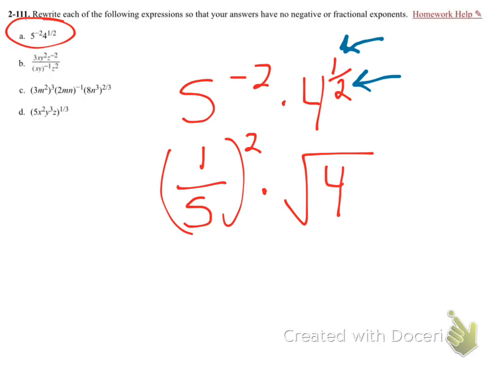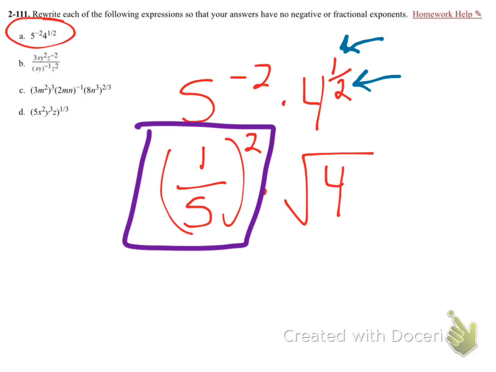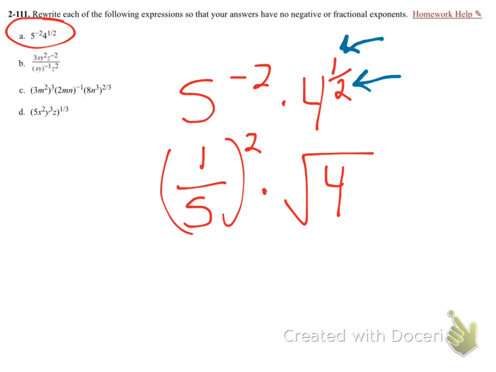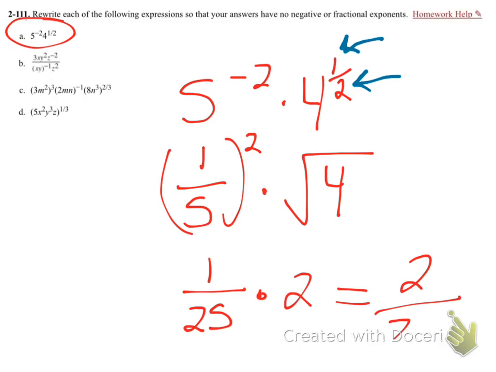So taking a look now at this part and simplifying this, I'm squaring both the numerator and the denominator. So my numerator is 1 squared, and my denominator is 5 squared. Times square root of 4 is 2. This ends up equaling then 2/25 when I multiply those together.